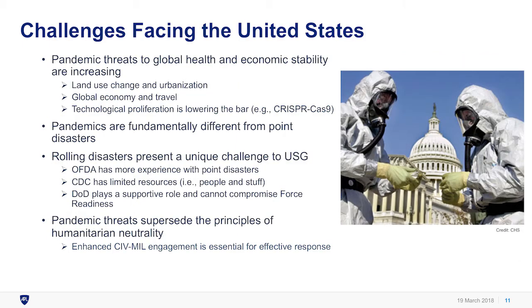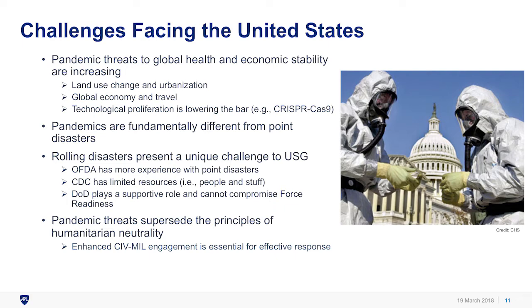There are some challenges facing the United States. Pandemic threats to global health and economic stability are absolutely increasing. Land use change and urbanization is a major factor there, the global economy and travel. But technological proliferation, right? It's lowering the bar. What used to require a multi-billion-dollar lab or facility can now be done in a high school science lab. Now, it is true that this is still a technical challenge, right? But the idea that the challenges that remain are going to stay there, I think is a false concept. The remaining barriers absolutely will be removed, and so we have to prepare for that.